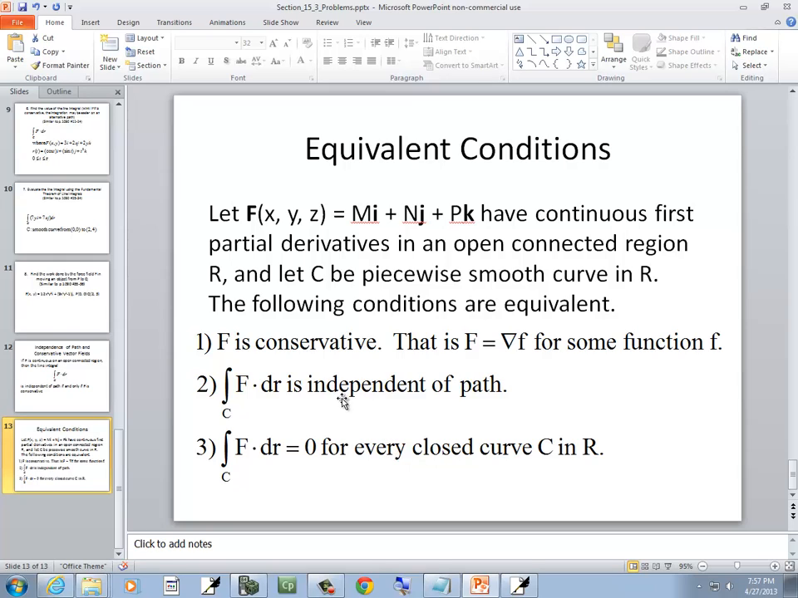So again, some of this makes sense. I'm not sure the independence of path kind of makes sense, but then this is conservative, which goes right along with it.